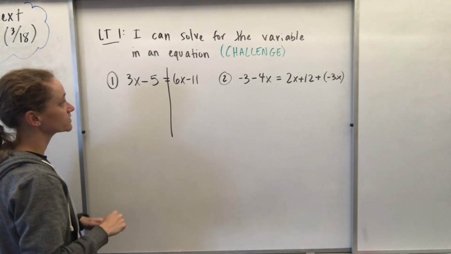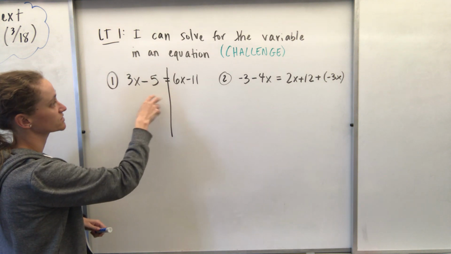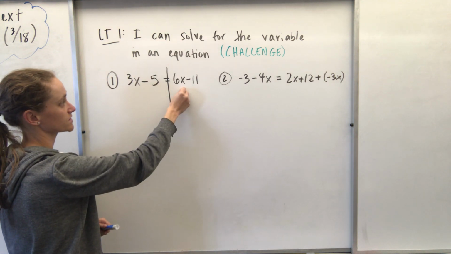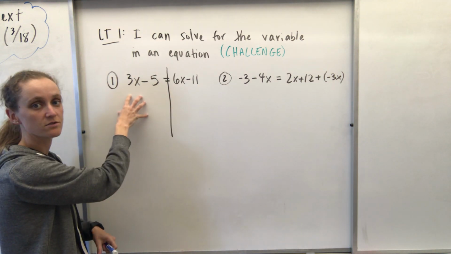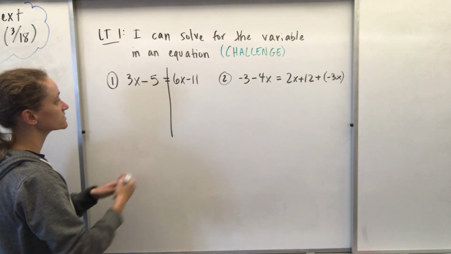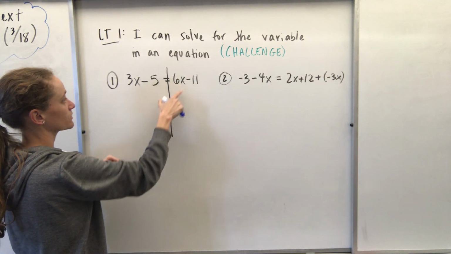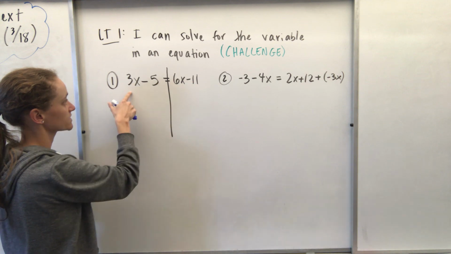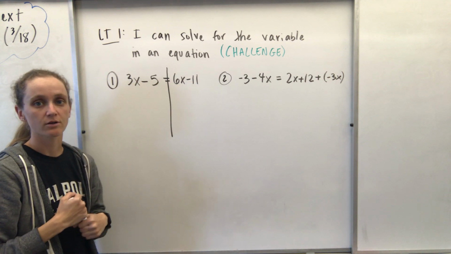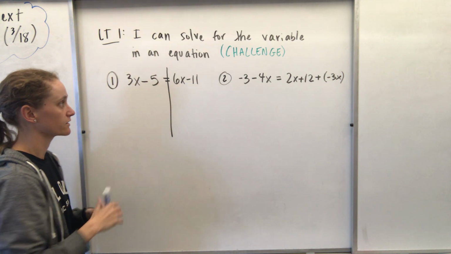So the first thing I always want to do when I have this situation is I want to move all the x's on the same side, and the goal is move all the units on the other side. It doesn't really matter if I subtract 3x over here or subtract 6x, but I try to move the smaller x to the other side so I don't end up with a negative.